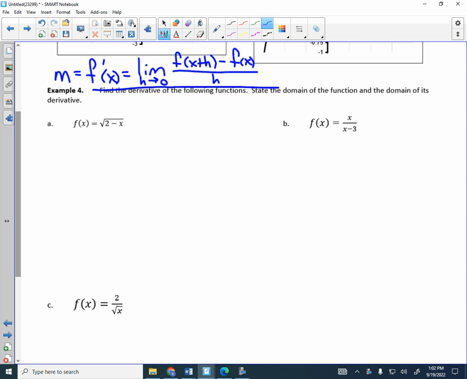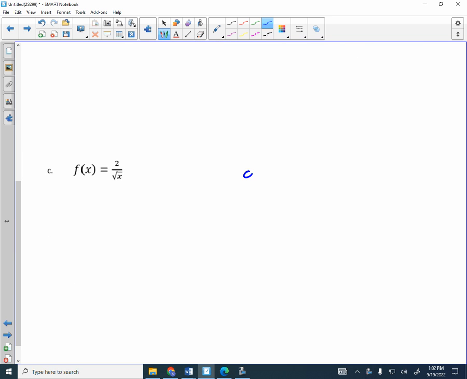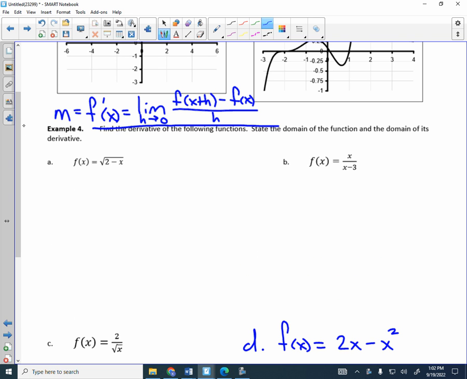And so I have 3 challenging problems here. I'd like to start with an easier one. Can we start with an easier one? Okay. So we're going to start with letter D. And we're going to say f of x is equal to 2x minus x squared. If you want to, we'll write it again. It's on the other side, but that's fine.